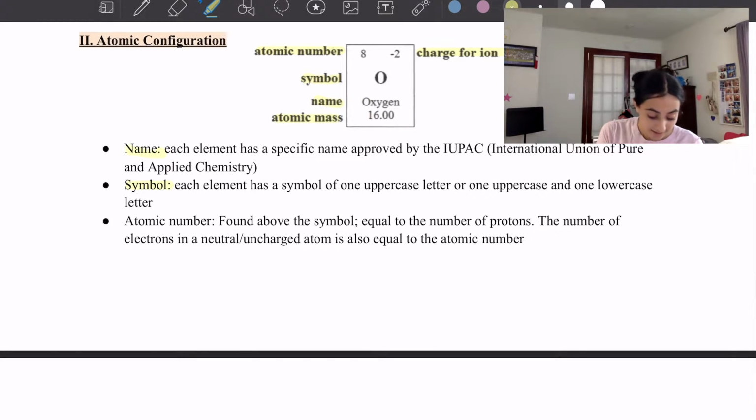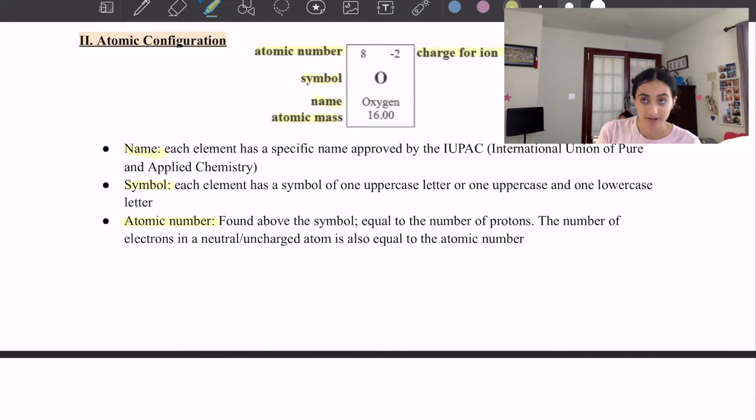Then we have the atomic number, which is the amount of protons in the atom. And in a neutral atom, it is also equal to the number of electrons. So remember, protons are a positive charge, electrons are a negative charge. If the number of protons is equal to the number of electrons, the atom will be neutral.